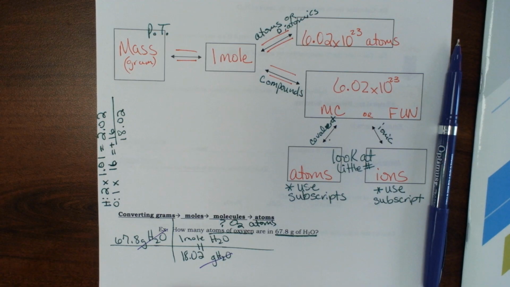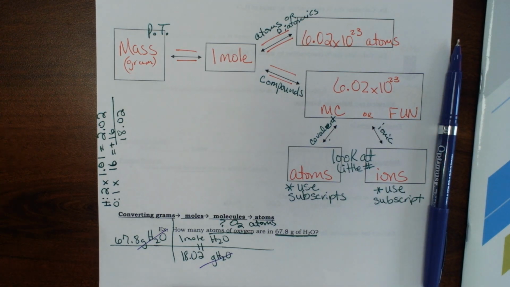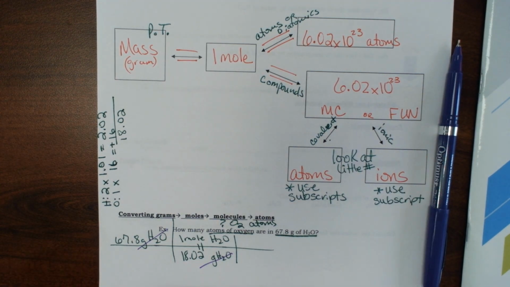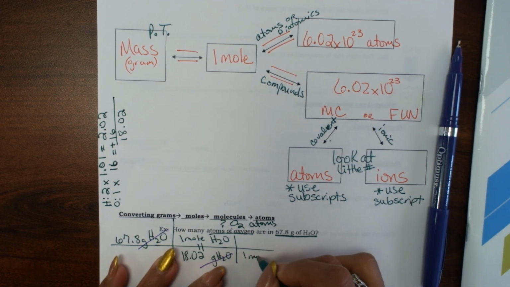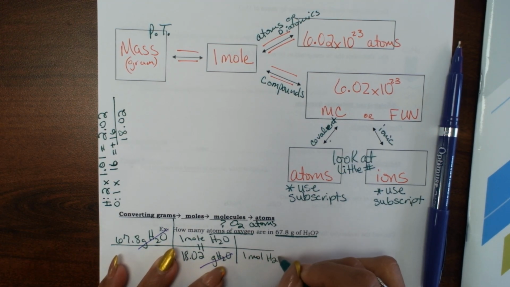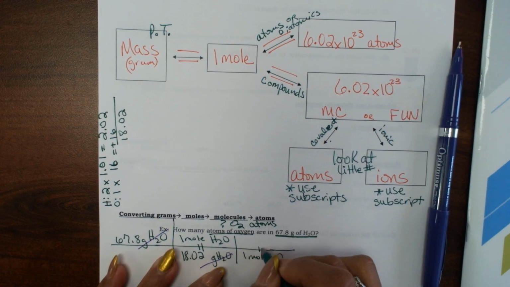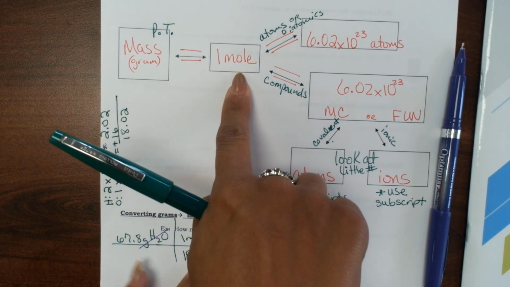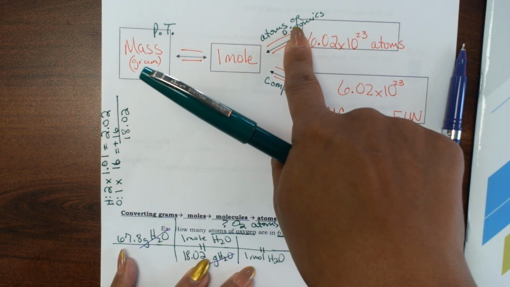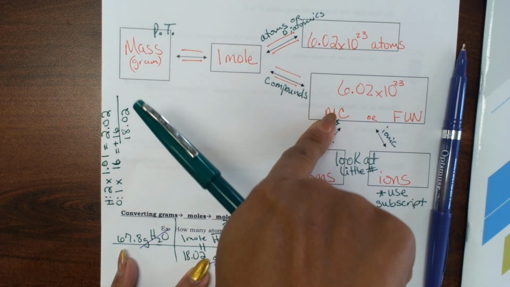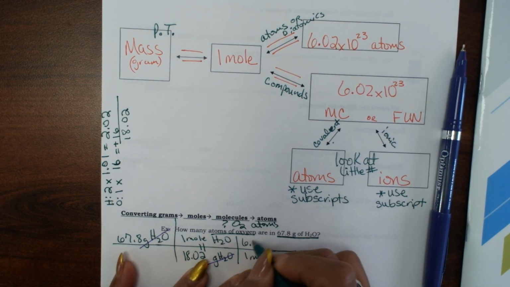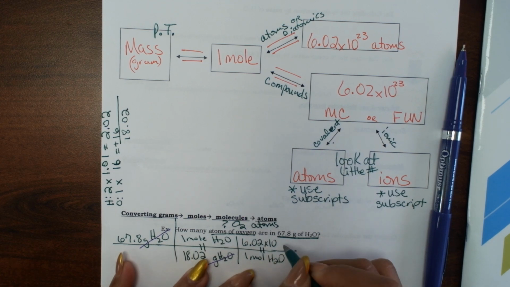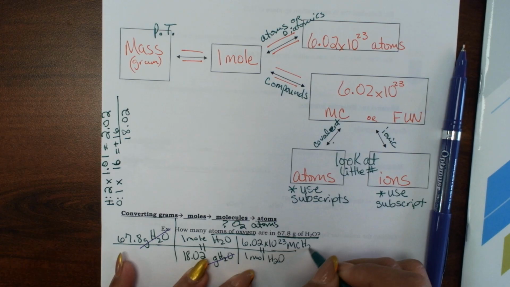Now I'm going to do another line so I can break this apart. If I've got moles at the top, then I need moles at the bottom. So 1 mole of H2O equals Avogadro's number. We're going to come down because it's a compound. So Avogadro's number, which is 6.02 times 10 to the 23rd molecules of H2O.